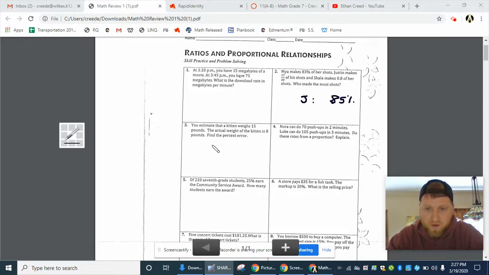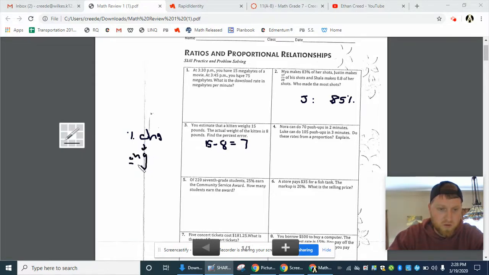So we got to find the difference between what our estimate was and what the actual was. So the difference here, we take 15, we subtract 8. Take that, you get 7. So we were off by 7 pounds, according to this problem here. Now we got to figure out the actuals. Well, percent change is the amount of change divided by the actual.